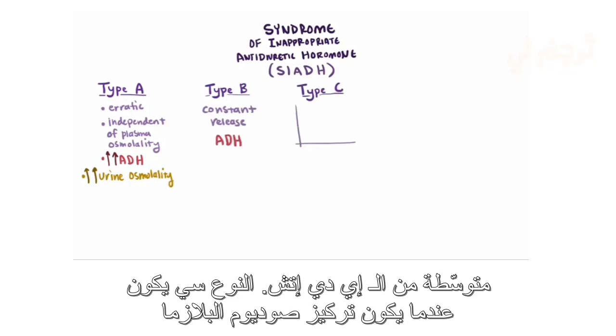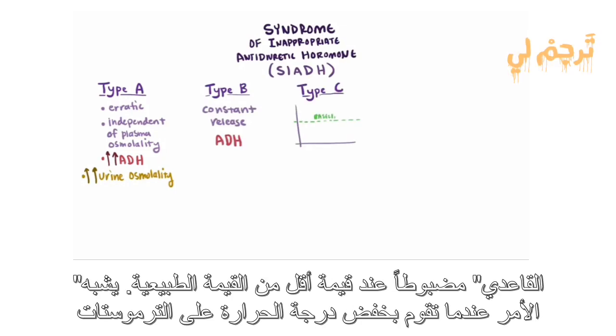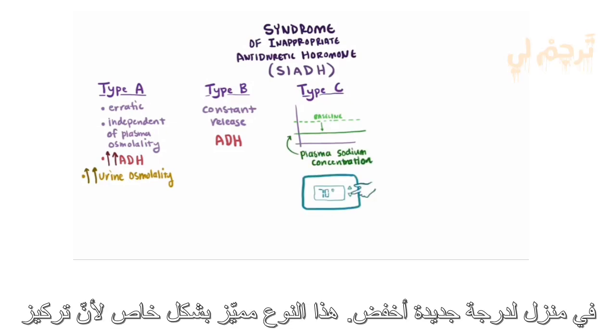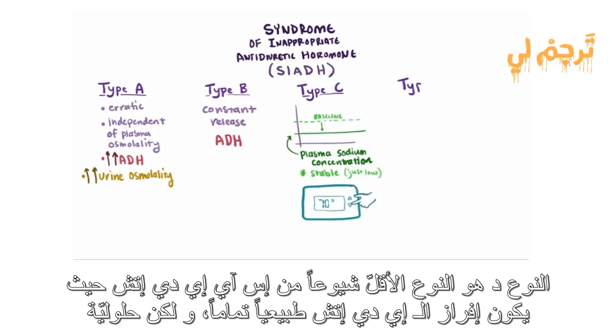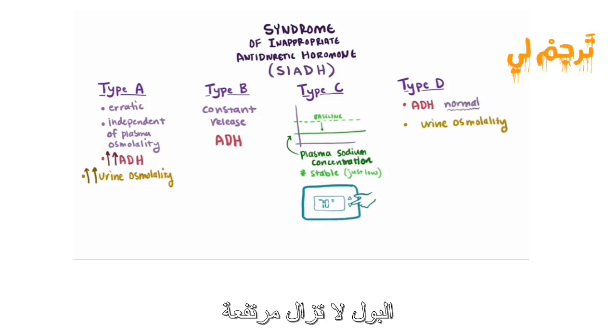Type B is a constant release of a moderate amount of ADH. Type C is where the baseline plasma sodium concentration level is set lower than normal. It's like you turn down the thermostat in your house to a new lower level. This type is particularly unique because the plasma sodium concentration is stable, unlike other SIADHs where it would continue to fall. And type D is the least common type of SIADH where ADH secretion is completely normal, yet urine osmolality is still high.